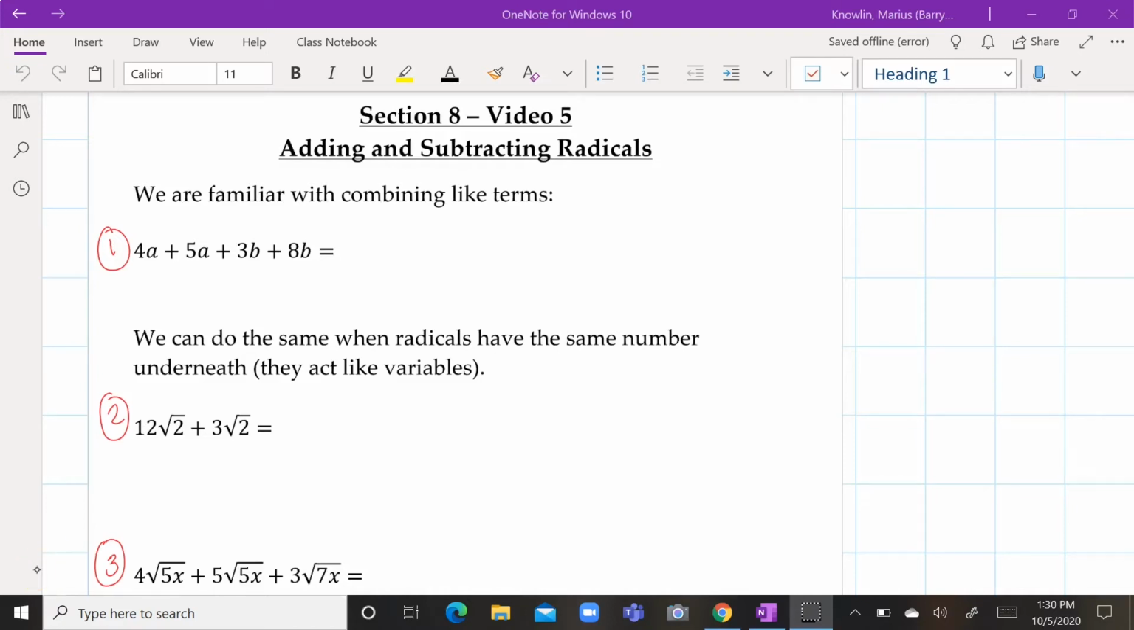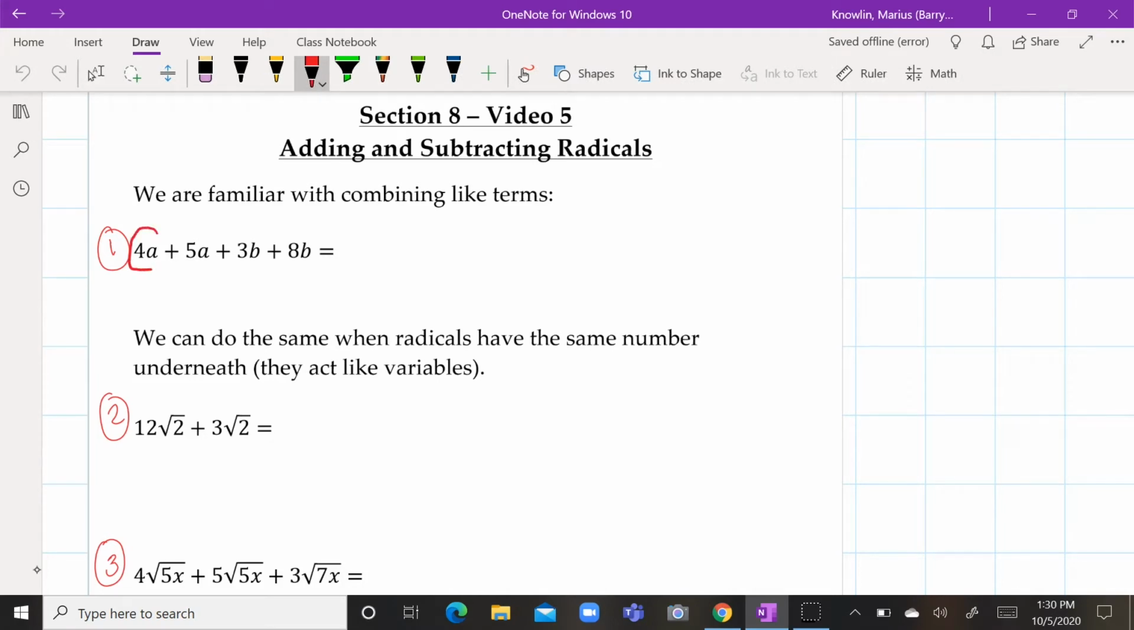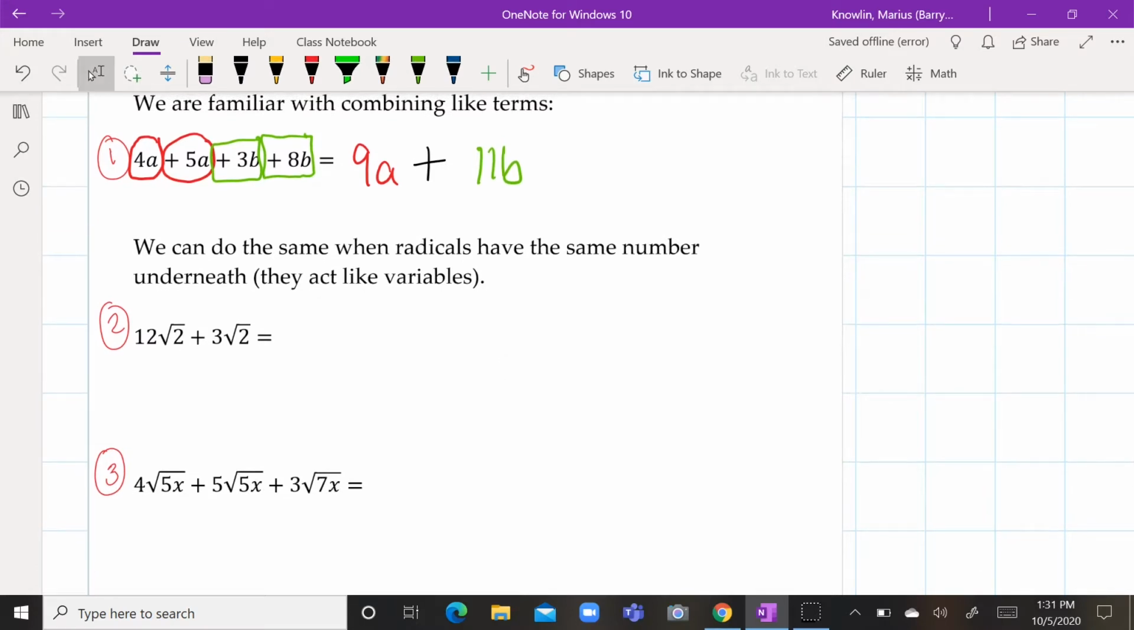Alright, so today's lesson is going to be about adding and subtracting radicals. For this first example here, we're looking at how it's familiar and similar to combining like terms. So for example, I have positive 4a and positive 5a, and we also have a positive 3b and a positive 8b. You combine the ones that have the similar last name. Okay, so that would be 9a plus 11b.